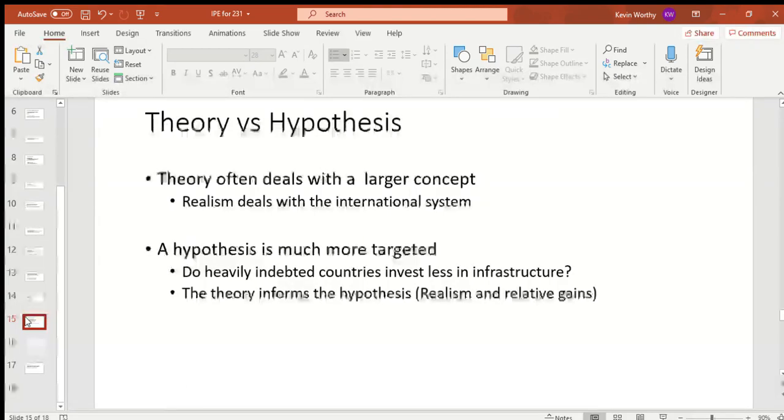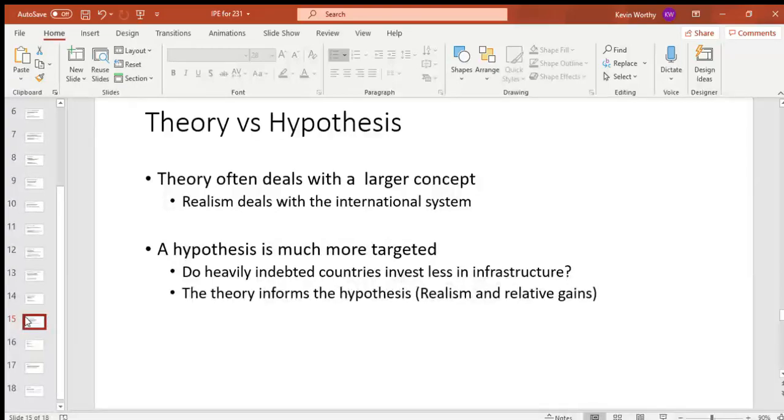So let's take a second and talk about the difference between theory and hypothesis. A theory is something that deals with a larger concept, right? Realism deals with the entire international system. Okay, what is the international system like? What does it mean for a state? So a theory is very broad. It's this big concept. And some authors have been very bothered that we don't really deal in these larger concepts anymore. What we deal with is small problems. What all of you should be doing in your papers, and what you'll see as we go through these articles, is they're dealing with much, much smaller problems. And that's what a hypothesis is for.